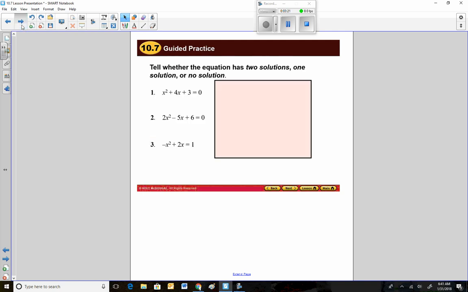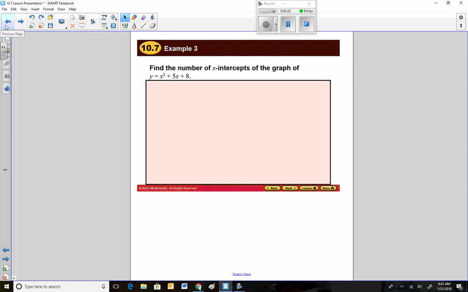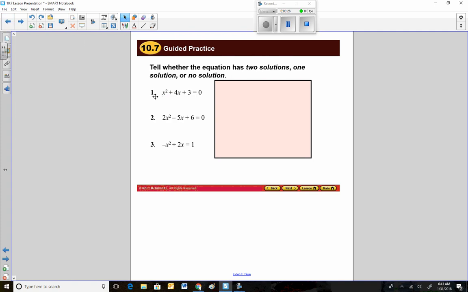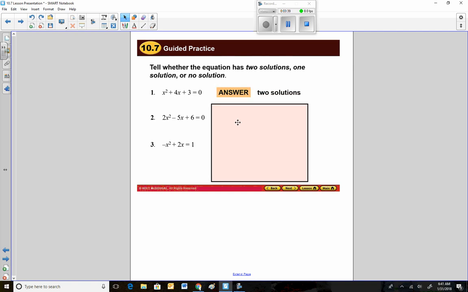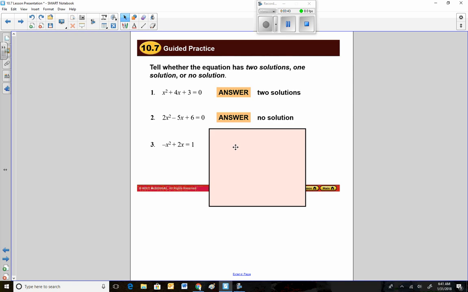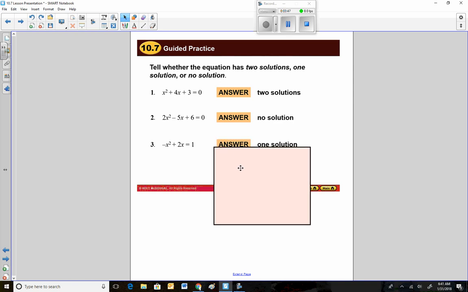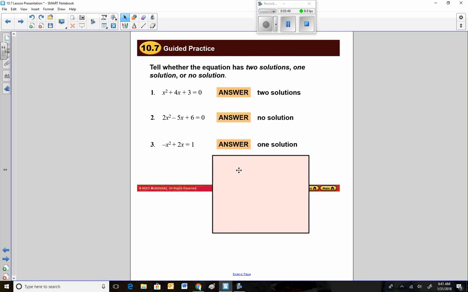All right, time for you to give it a try. Pause your video and use your b squared minus 4ac, also known as the discriminant, and check to see how many solutions occur for 1, 2, and 3. Welcome back. Let's see how you did. On the first one, you should have 2 solutions. It was positive. There was a negative answer for number 2, so no solution. And there was a 0 for number 3, so there was 1 solution.